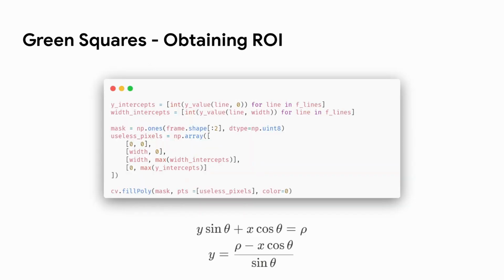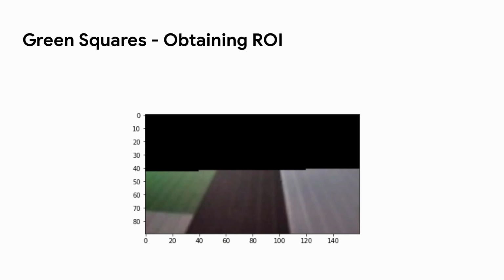Now, we must cut everything above the intersection, so it only considers green squares below the intersection. We obtain the intersection of the horizontal lines with the sides of the frame using the formula, and then we choose the lowest line in the frame and mask out everything above, which looks something like this.